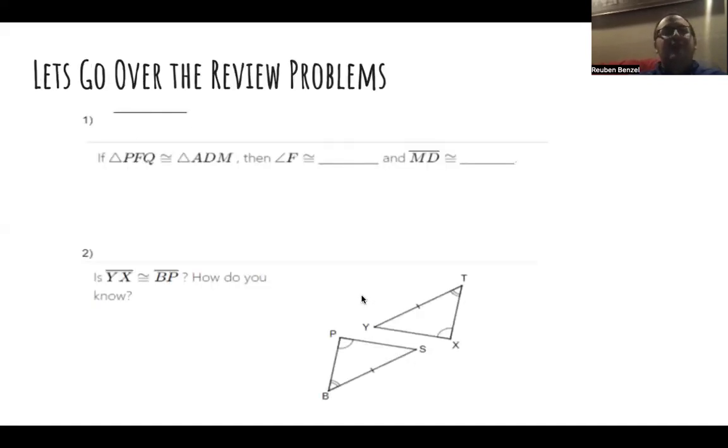I have a few review problems to go through. These are some good warm-ups to make sure that you're on the right track with evidence matching from the diagrams.